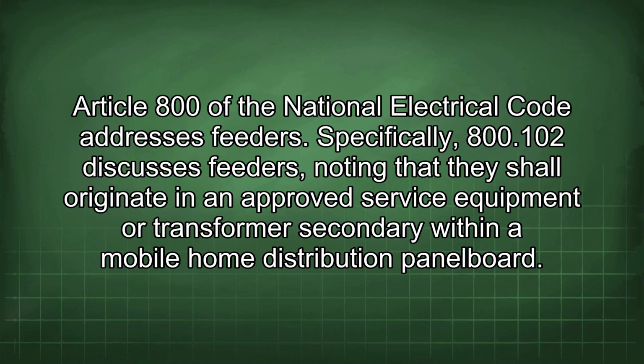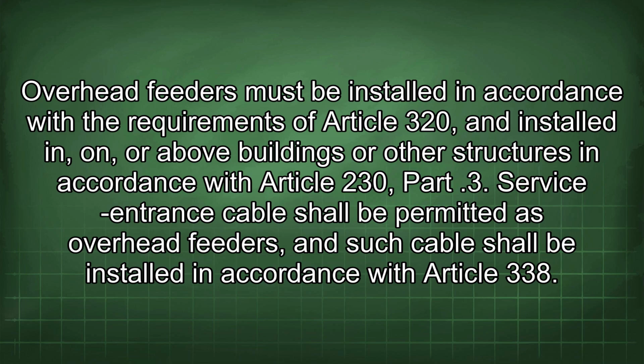Article 800 of the National Electrical Code addresses feeders. Specifically, 800.102 discusses feeders, noting that they shall originate in an approved service equipment or transformer secondary within a mobile home distribution panel board. Overhead feeders must be installed in accordance with the requirements of Article 320 and installed in, on, or above buildings or other structures in accordance with Article 230, Part 3.